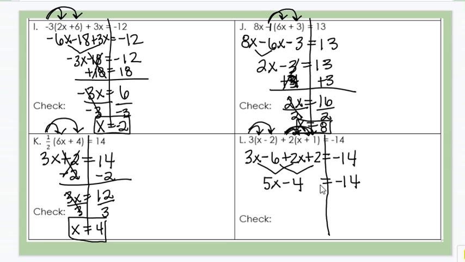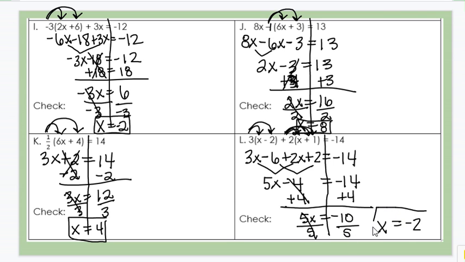Now, once you combine like terms, it becomes a two-step. So it's super easy. We get rid of our constant first. What's the inverse of minus 4? Plus 4, because you've got to do it on both sides. Those cancel out. We're left with 5x, and negative 14 plus 4 is negative 10. Last step is to divide, so we're dividing by 5. So we get x equals, and negative 10 divided by 5 is negative 2.